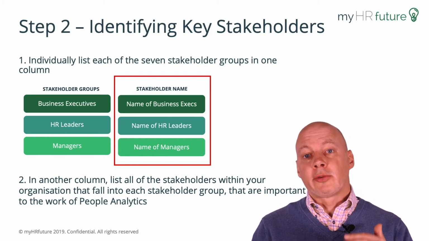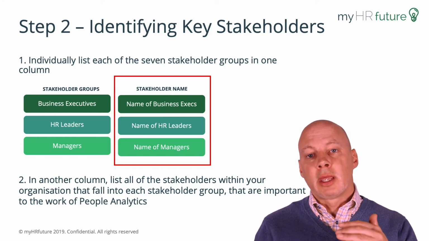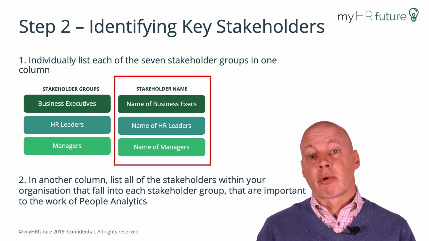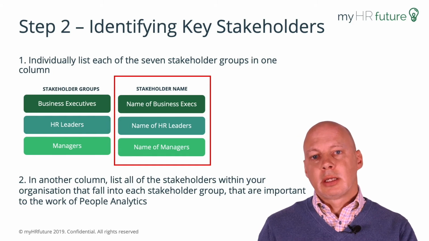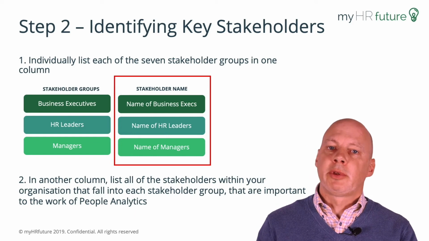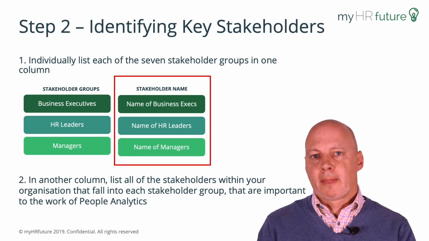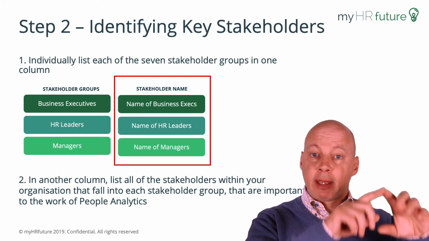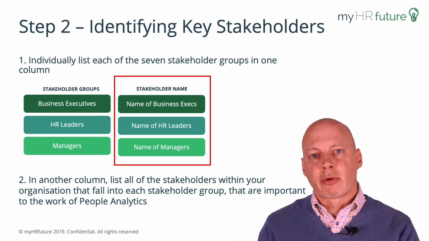So what you should end up with is a list of people on a piece of paper in 7 categories, or a series of Post-it notes, and you've written one name or one job role on each Post-it note. But what you should end up with is a list of people who you consider to be stakeholders that are important to People Analytics. Then we come to the third part of the exercise. So now you've got a piece of paper with 3 concentric circles on, and you've got a list of people or a list of roles.